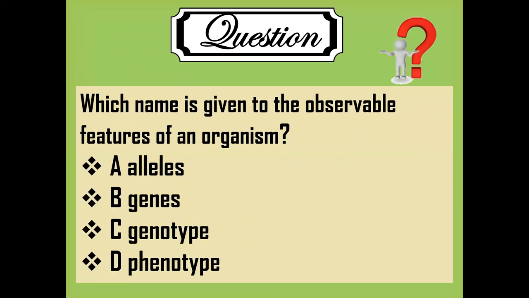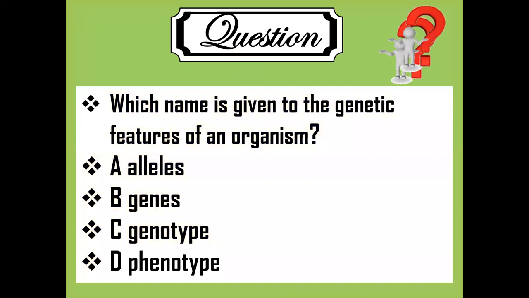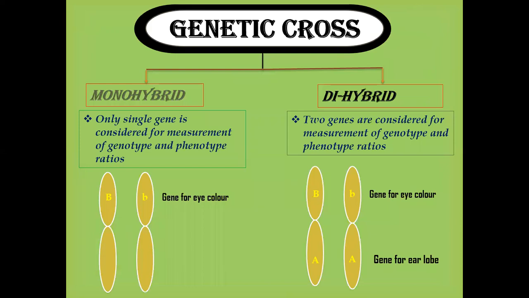For example, which name is given to the observable feature of an organism? The observable feature of an organism is represented by phenotypic expressions. While for the alternative question, which name is given to the genetic feature of an organism? If you are representing the internal genetic information of an organism, it is represented by genotypic expressions. So these are the following questions. Further, we are heading toward genetic cross.